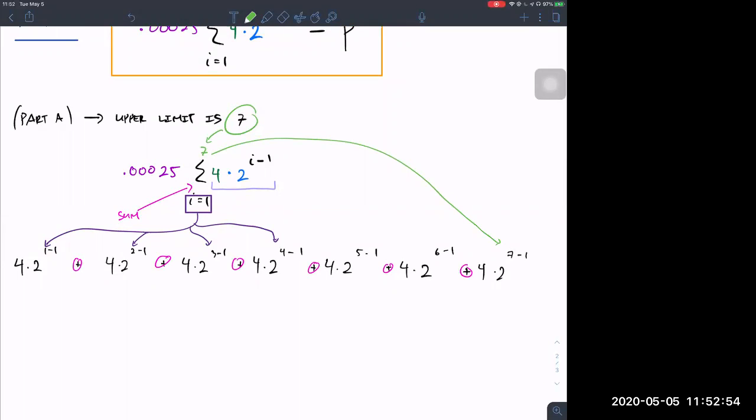And then once you multiply it by 0.00025, it'll give you the monetary amount. And then of course you can see the numbers, the answers I gave are right there.